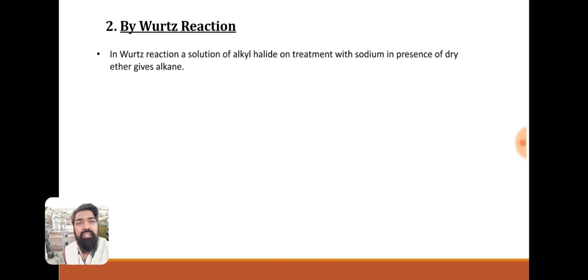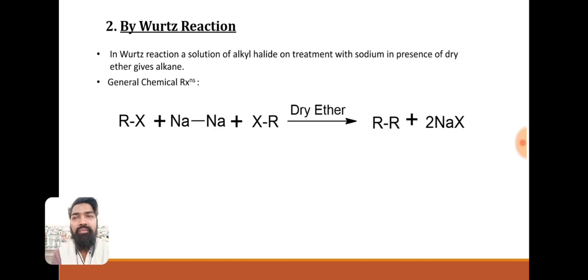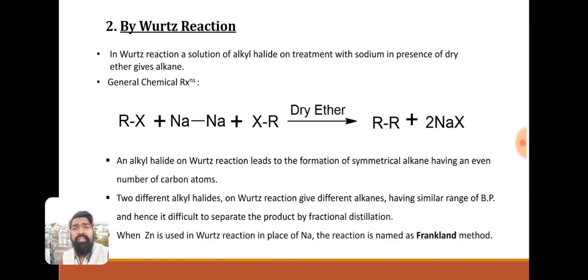The Wurtz reaction: a solution of alkyl halide on treatment with sodium in presence of dry ether gives alkane. This is a very, very easy reaction. You can have this reaction in your PG courses, UG courses. We have R-X plus Na, that is sodium, in presence of dry ether. It's very important that we use the ether in dry form. This is the general formula for the reaction.